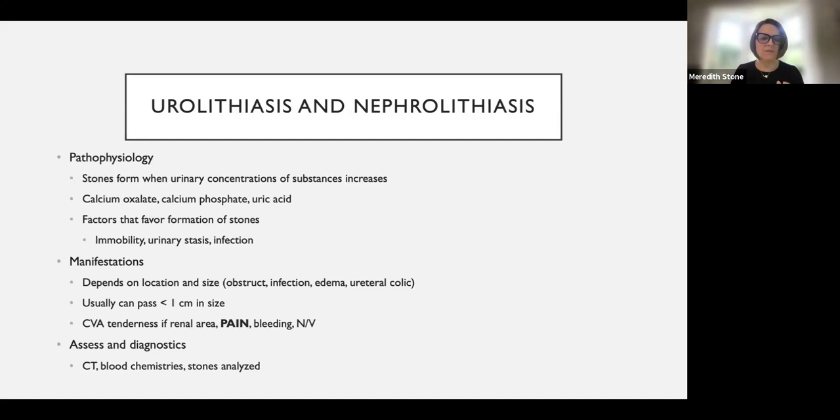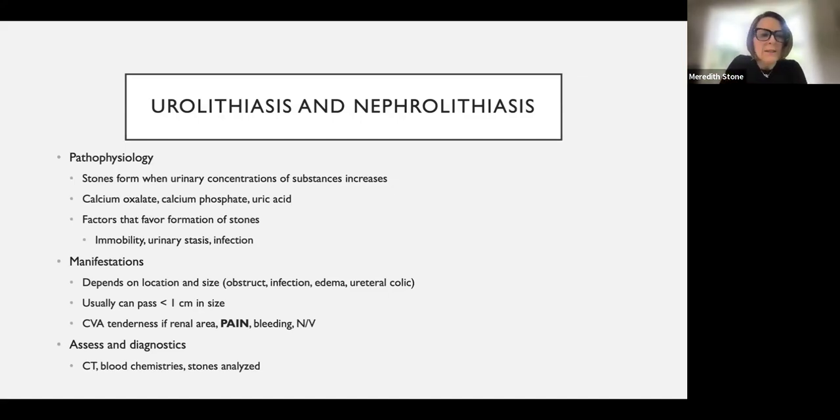So they can typically have CVA tenderness in that renal area. That's why we do the percussion. Pain, if that's jagged going through a small passageway through the ureter, that can cause trauma, and that's why we have bleeding because of the pain too. A lot of times patients can have nausea and vomiting, okay?